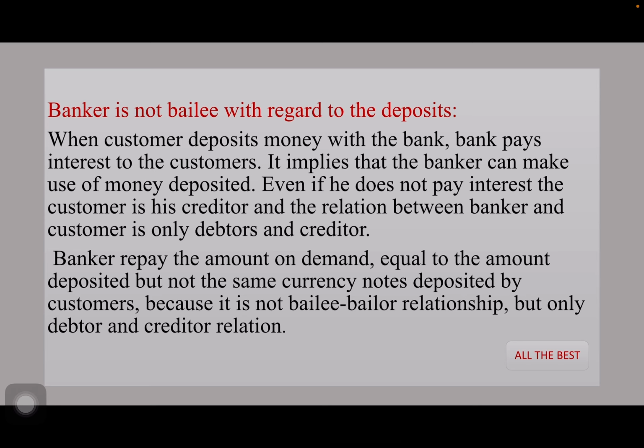When a customer deposits money with the bank, the bank pays interest to the customer. It implies that the banker can make use of the money deposited. Even if he does not pay interest, the customer is his creditor, and the relation between banker and customer is only debtor and creditor, but not bailee-bailor. The banker repays the amount on demand equal to the amount deposited, but not the same currency notes deposited by the customers, because it is not a bailee-bailor relation, but only a debtor and creditor relation.